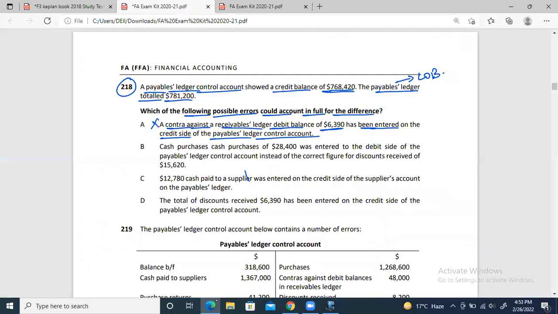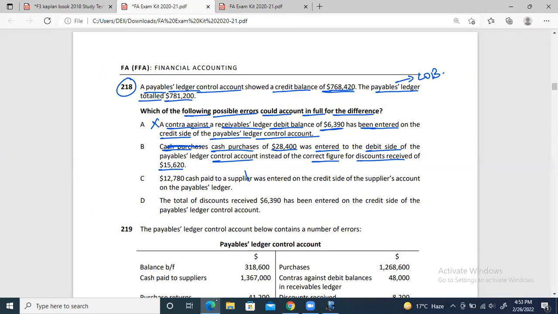Option B, cash purchases. This cash purchase is a misprint. A cash purchase of 28,400 was entered on the debit side of the payables ledger control account instead of the correct figure for discount received of 15,620. So this is very tricky. What's happening over here is that the one thing we know for sure is that the error happened in the control account, right?